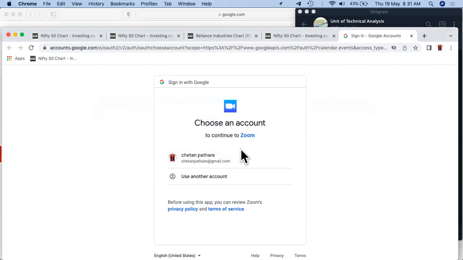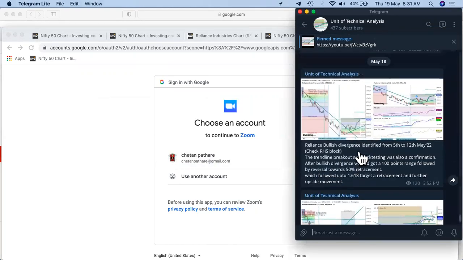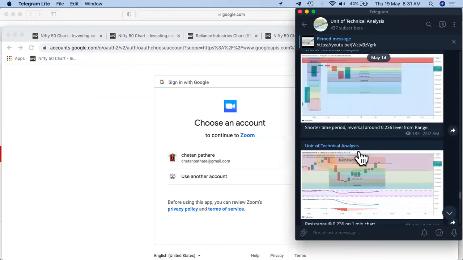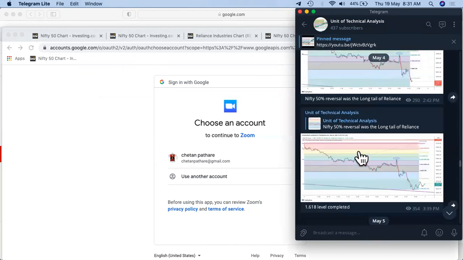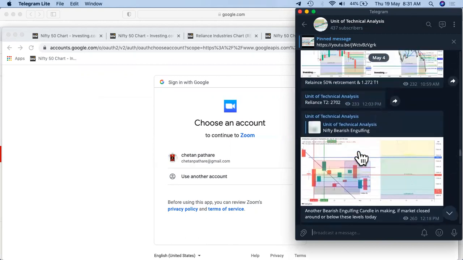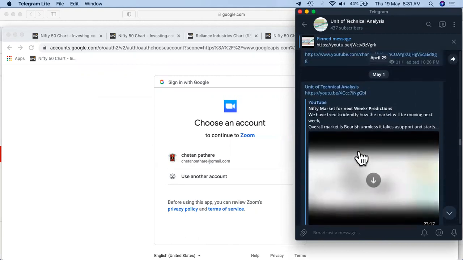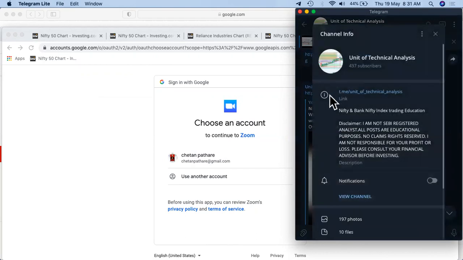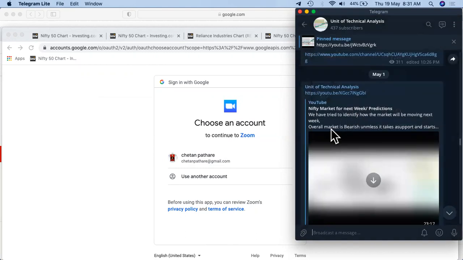If you see especially the last videos which we had made, let me go to the Telegram channel. This was made on 1st of May. On 1st of May, we especially discussed how Nifty has been overall negative. You can go to the technical analysis channel on Telegram and see further details. We had said that we tried to identify how the market will be moving next. Overall the market is bearish unless we see some kind of support.